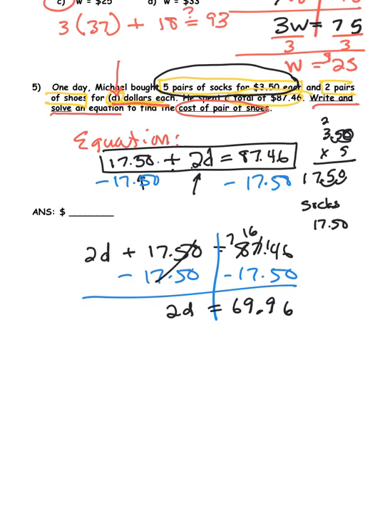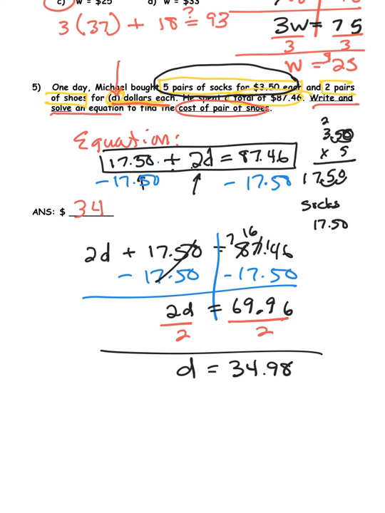Now I want to go ahead and use division. Divide by 2 on both sides. And the answer would be D equals $34.98. And you're going to notice there's a place for the answer here. So I'm going to move this up here, $34.98, and that's the cost of each pair of shoes.